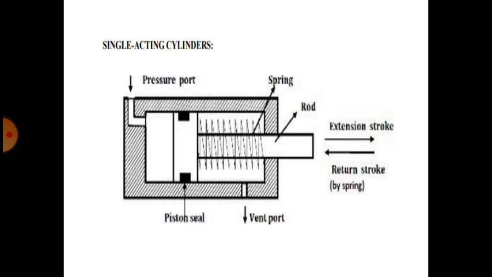This is termed extension. In a single acting cylinder, the retraction is not by hydraulic means but with the help of a compression spring or under the influence of gravity with the external load acting on it.